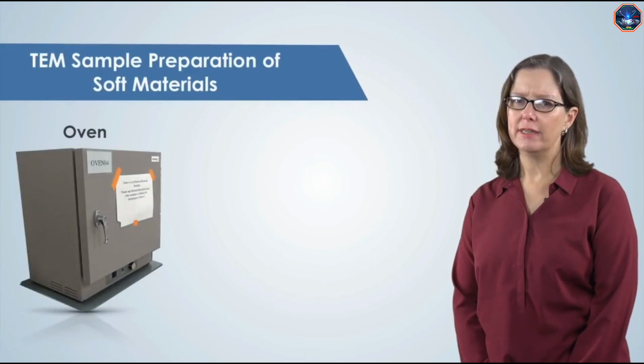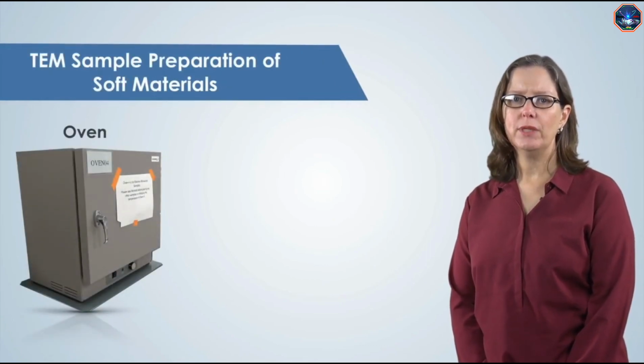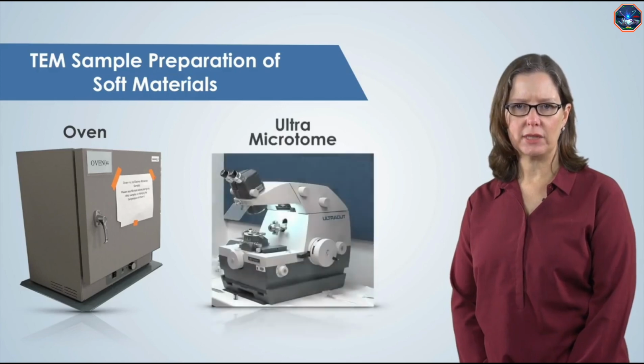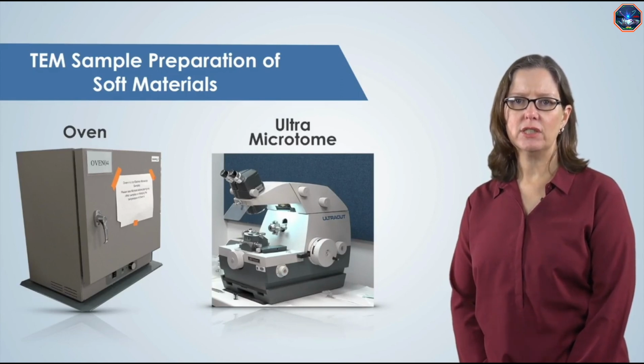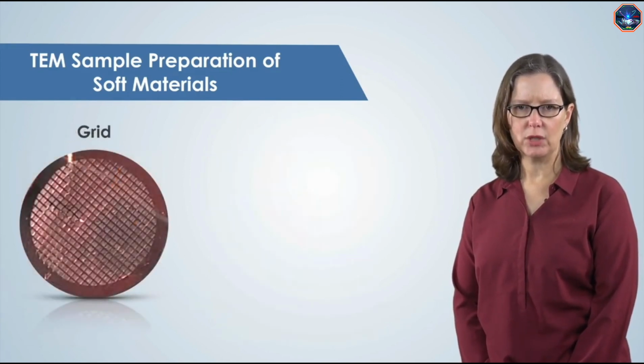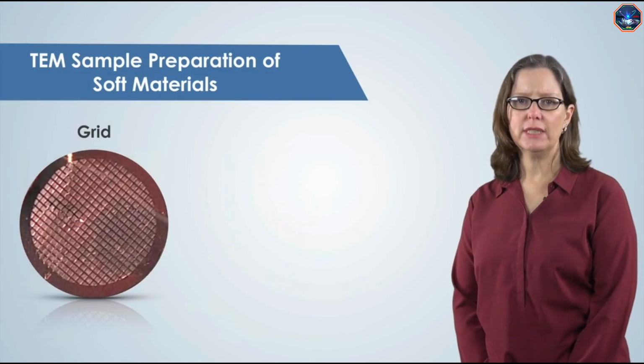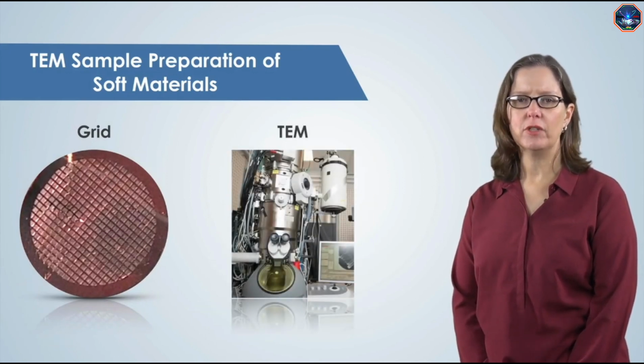The resin is then hardened in an oven. We use an instrument called an ultramicrotome that has a diamond knife to make the thin sections. The thin sections are then placed on a TEM grid. These grids are then placed into the TEM for imaging.